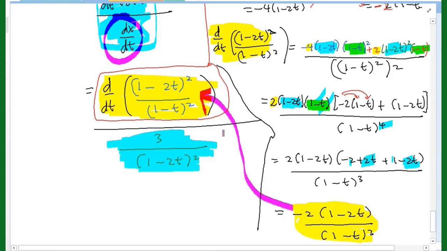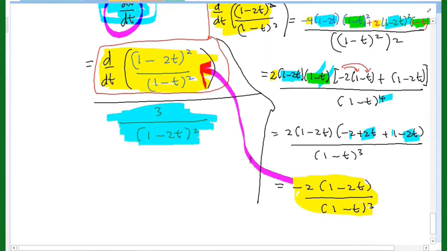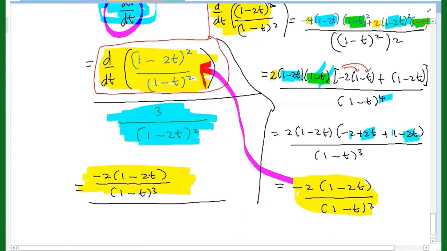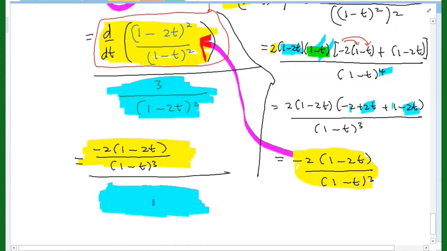Substitute. Okay, substitute, it's already settled. Substitute here, I put the result here. Okay, negative 2, 1 minus 2t over 1 minus t cube, over, yes, this is dx/dt. This is the one students almost always ignore, they don't remember it. Okay. 3 over 1 minus 2t.